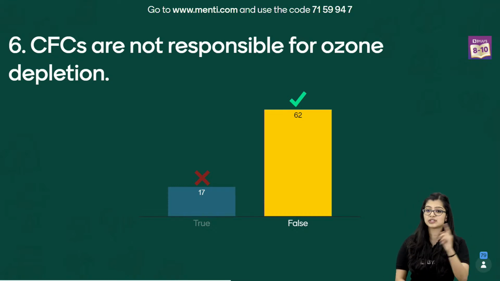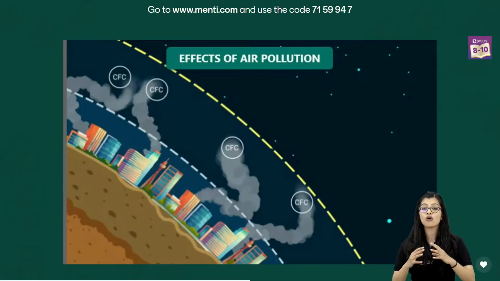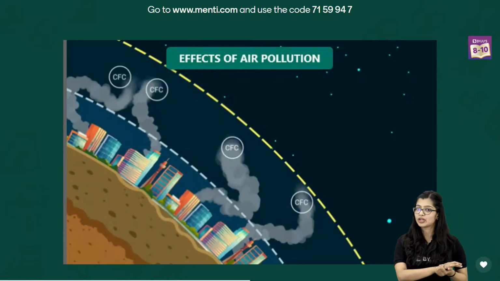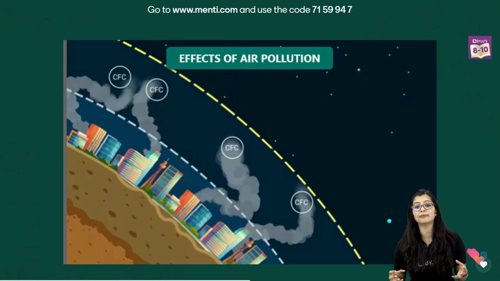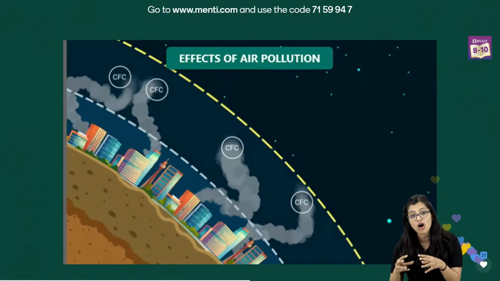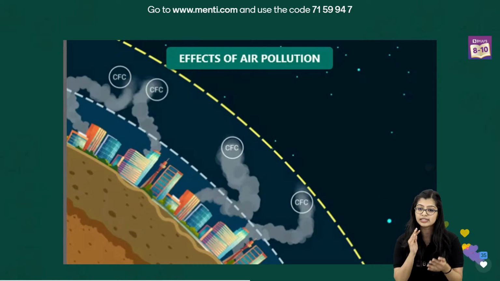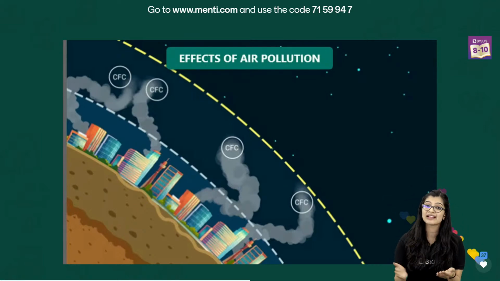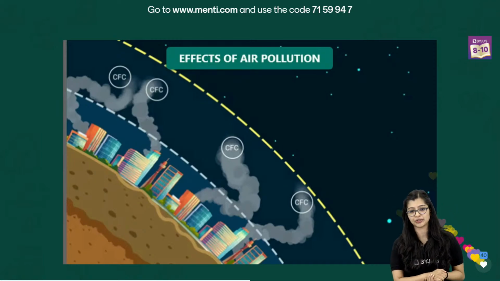Now, we know that CFCs are nothing but chlorofluorocarbons, right? And when these chlorofluorocarbons are emitted into the atmosphere, they will destroy the ozone, causing ozone depletion, right? That is why they are responsible for ozone depletion.